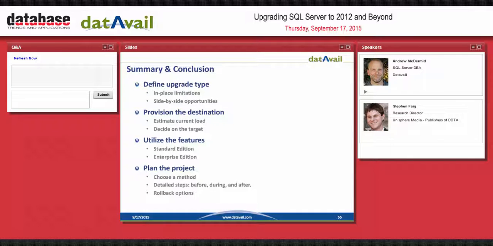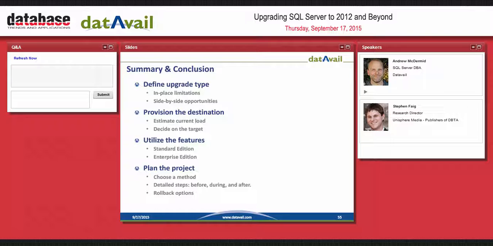So, in summary, here's pretty much what we talked about, what you want to do when you're making an upgrade project. Consider licensing, of course, and that might dictate your upgrade type. It may be in place, but in all likelihood it will be side by side. Provision the destination. You have to have a good sense of where you are now and how many resources are getting used on your legacy server. Think about where you're going to be in a few years and try to provision appropriately for that.